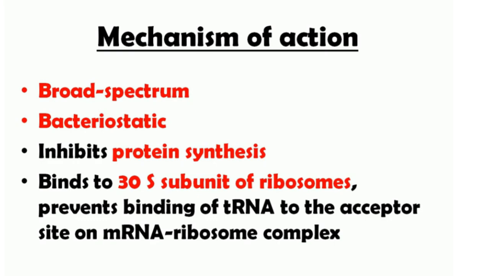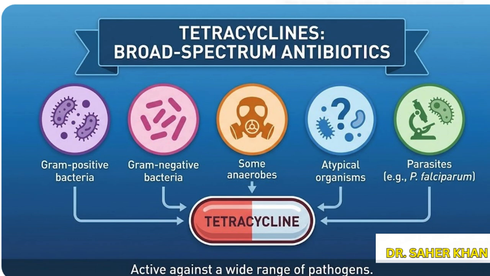Now, let's discuss the mechanism of action, which is the most important part of any antibiotic group. So, first, tetracyclines are broad spectrum antibiotics. This means they are active against a wide range of organisms, including gram positive bacteria, gram negative bacteria, some anaerobes, atypical organisms, even parasites such as Plasmodium falciparum. So, tetracyclines cover a very broad spectrum of pathogens.